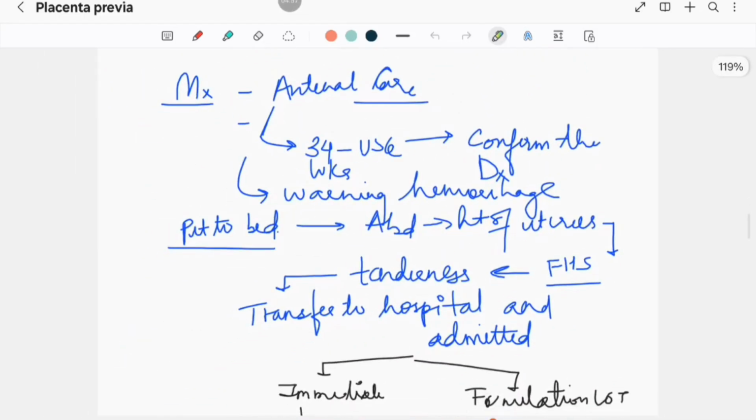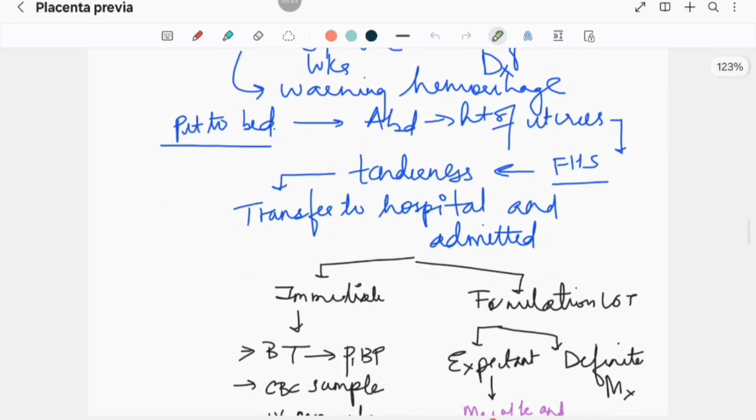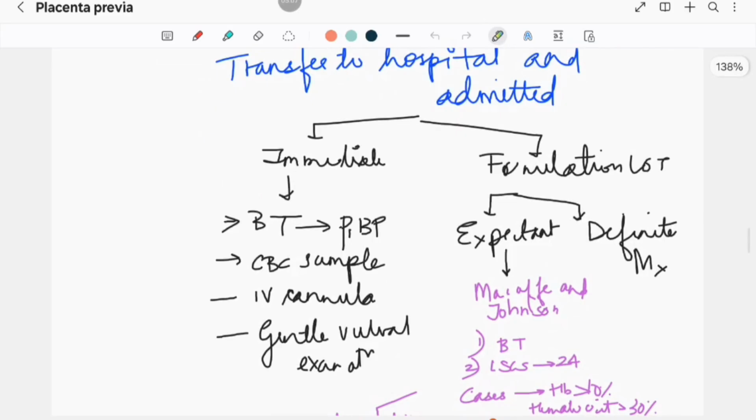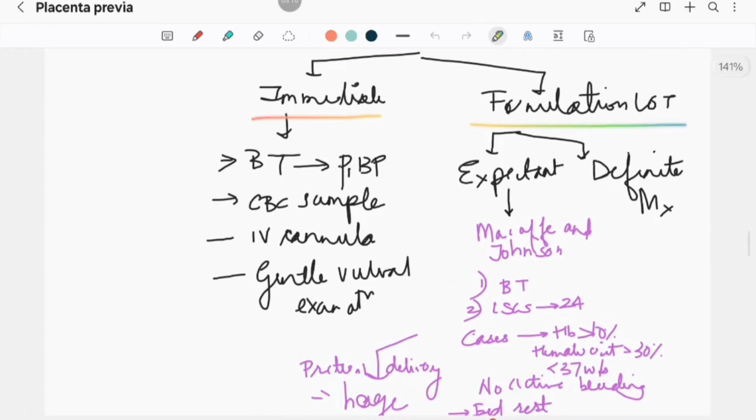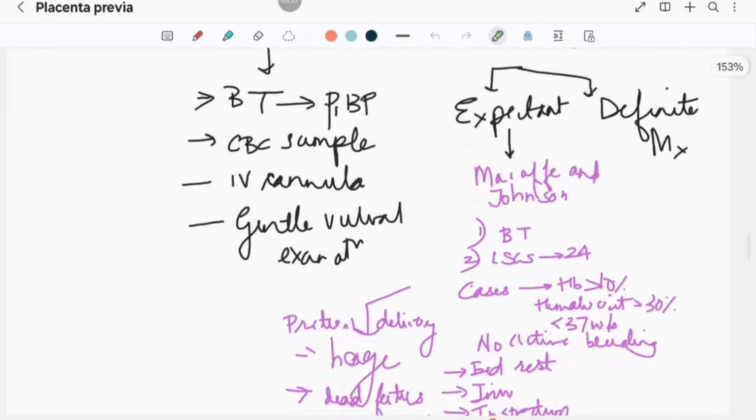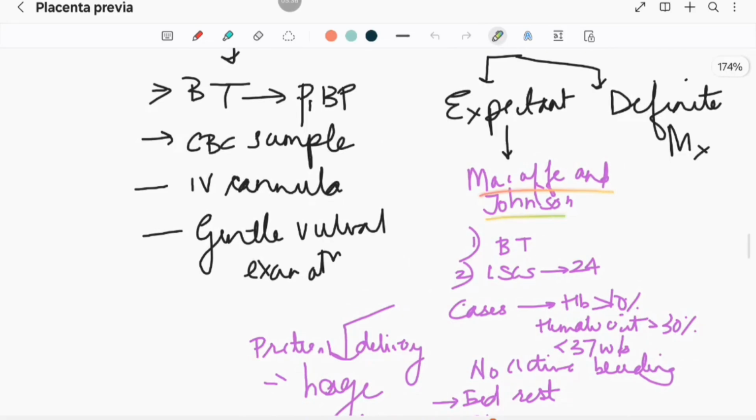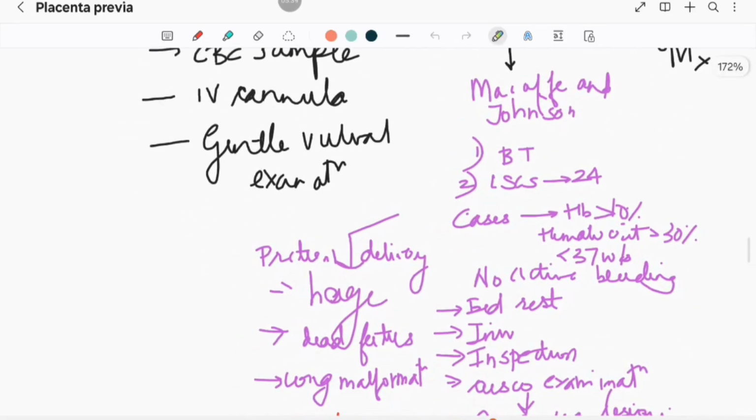Then management: antenatal care has to be done, the patient is put to bed, gentle abdominal examination has to be done, and then the patient is transferred to the hospital and admitted. Then immediate arrangement of blood transfusion, CBC sample, IV cannula, gentle vulval examination, then expectant and definitive management. Per Macafee and Johnson's criteria, blood for transfusion and LSCS should be kept ready for at least 24 hours.